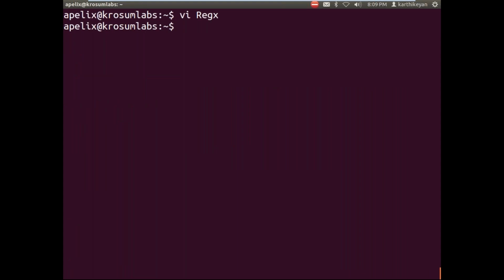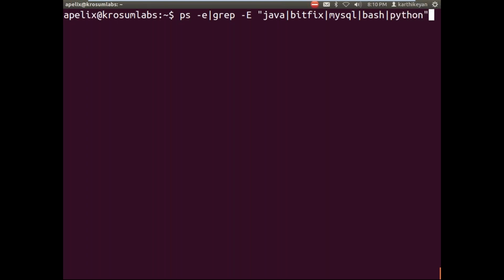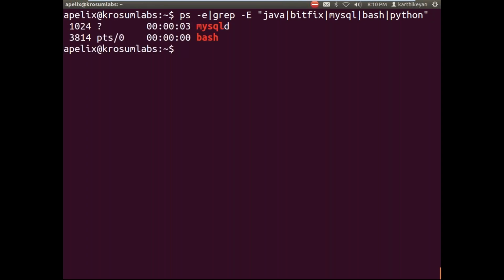So for example, list the process. I want to find a process named Java. Process name is called MySQL. Process name is called Bash. Process name is called Python. Like this, we can search multiple patterns, finding multiple patterns here. So the pipe symbol looks like a logical OR operator.